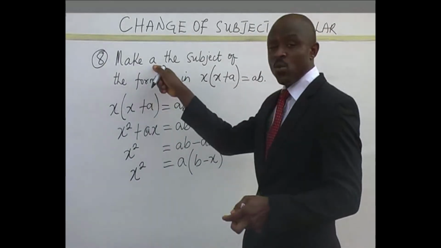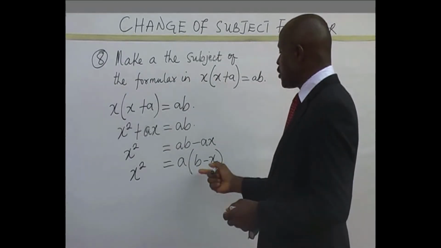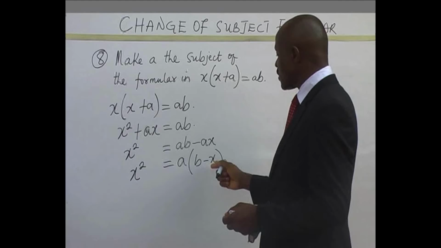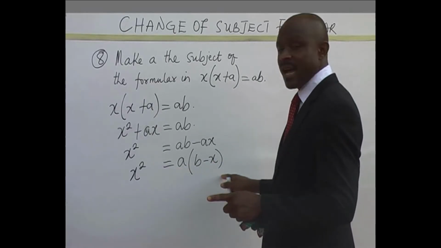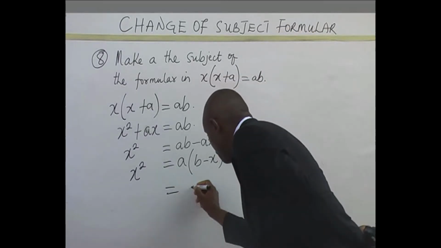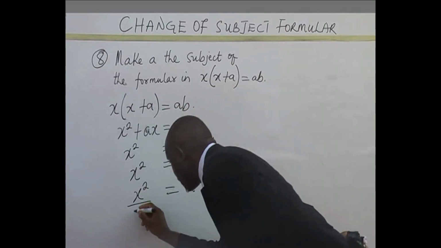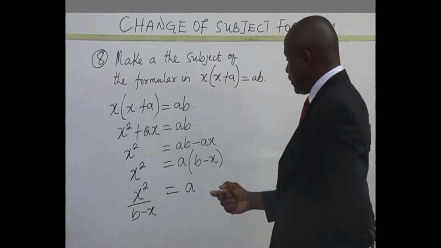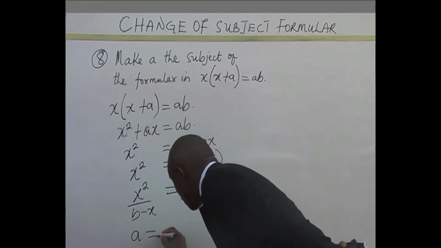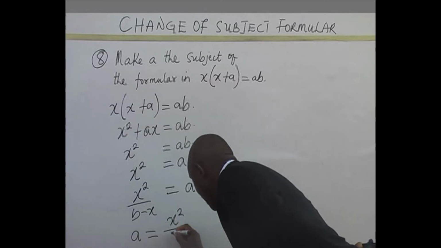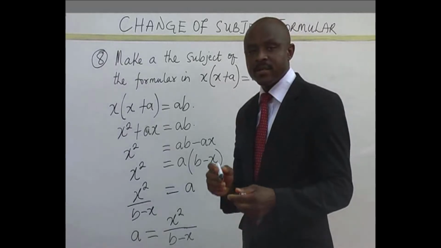Remember, it is a that the equation told you to make the subject of the formula. That means in this case, you are going to divide both sides by b minus x because it is multiplying a. That is the only thing you do to leave only a on the right hand side of the equation. That is going to give you a here, and on the left hand side you have x squared over b minus x. You can leave the answer like this. If you like, you can go further to say a is equal to x squared divided by b minus x.